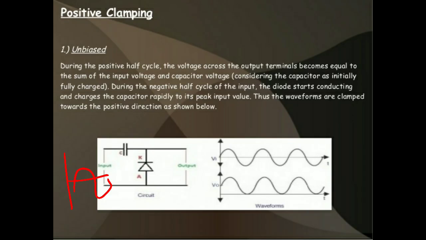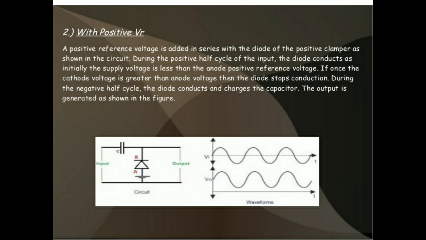First of all, we consider the positive half cycle. During the positive half cycle, we add the reference voltage here. The positive terminal of the reference voltage is connected to the anode of the diode and the negative terminal is connected to the ground. During the positive half cycle, the input goes to the capacitor. The capacitor charges and the diode is in reverse bias condition. It does not conduct and acts as an open circuit, so the entire input is passed to the output. The same positive half cycle will appear.